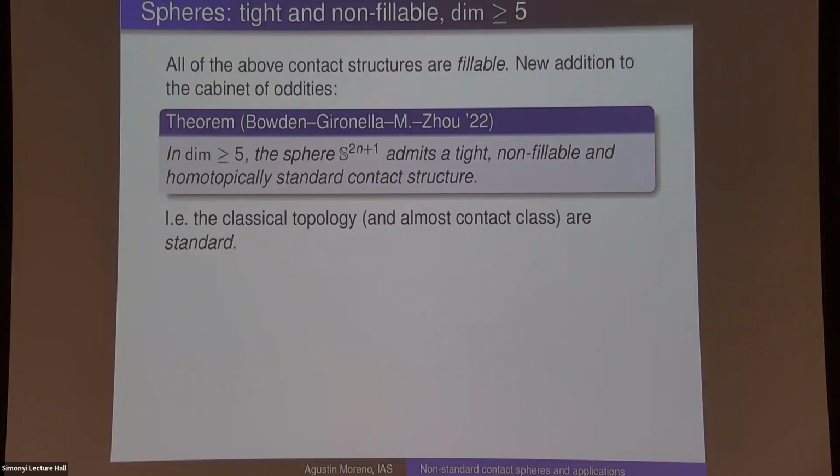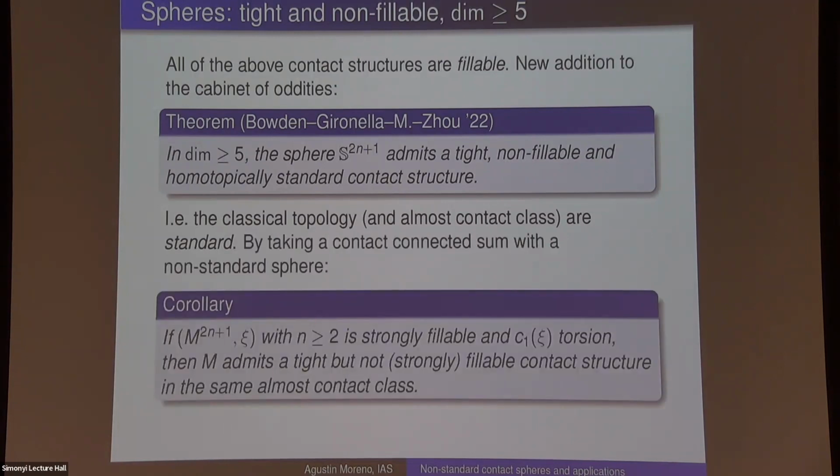And the nice thing about having one of these exotic structures on a sphere is that we can implement it on any other manifold by connected sum. So by taking a connected sum with one of these non-standard spheres, we obtain the following corollary. If you give me any strongly fillable contact manifold in dimension at least 5, and you need to assume some technicality, that c1 is torsion, which we expect should not be necessary, but it's there anyway, then the claim is that M admits a tight but not strongly fillable contact structure in the same underlying almost contact class. So you don't change the formal data, but you make it non-fillable.